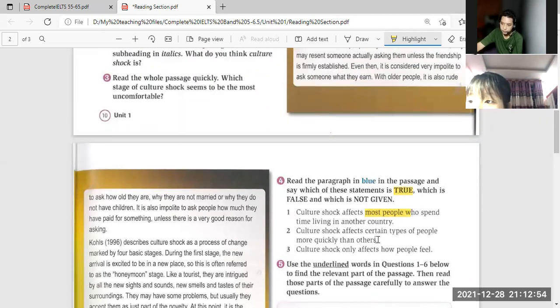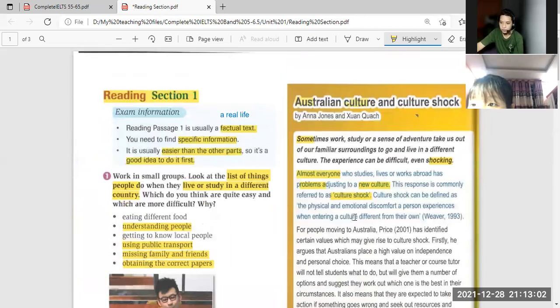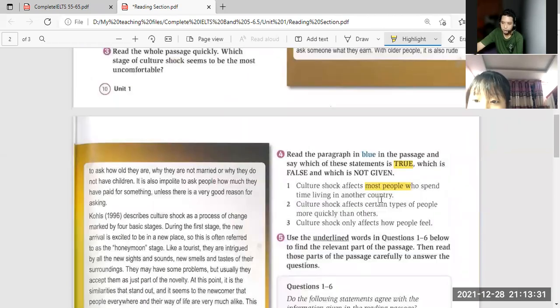True. Okay, it is true because almost everyone who studies, lives or works abroad has problems in adjusting to a new culture. This response is commonly referred to as culture shock. So this culture shock affects most of the people who live, study or work abroad. Abroad means in another country.